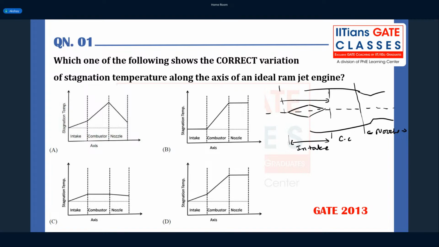From here to here, it is an adiabatic process. What happens? It is constant, right? The T naught is constant. In the combustion chamber, we are adding energy, we are adding heat, so the stagnation temperature has to increase. So T naught increases. And here to here, again, it's an adiabatic duct, so again T naught is constant. So which one is correct? Option B, right? So constant in intake, increase in combustion chamber, and again constant in nozzle. Right? So everybody clear?